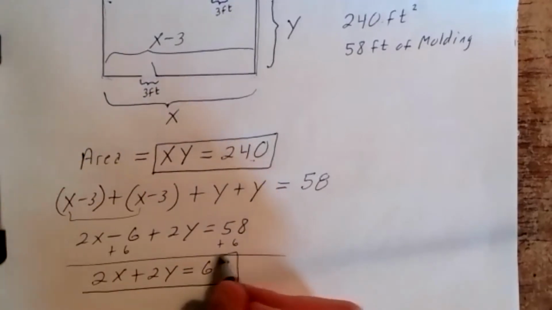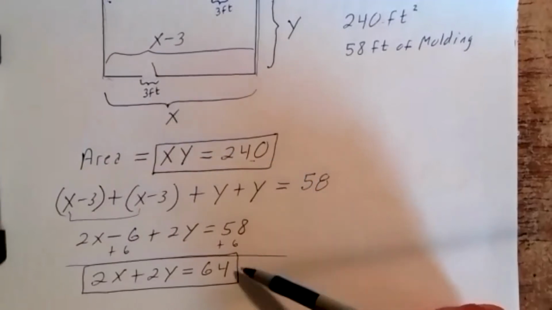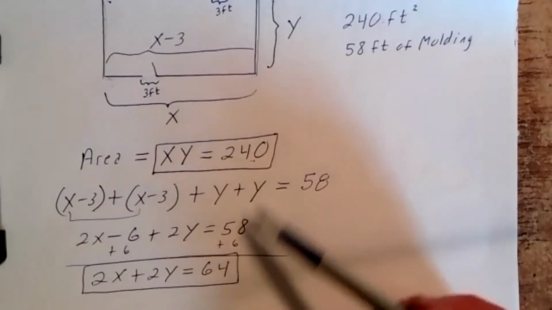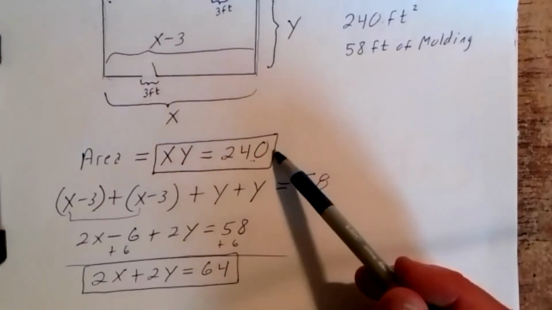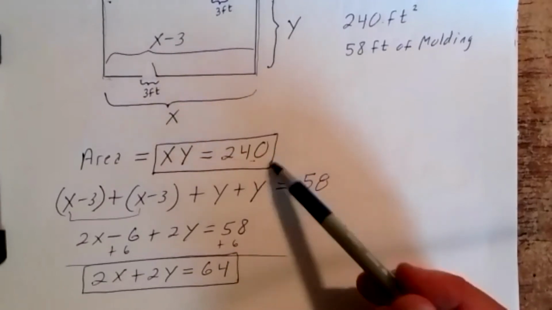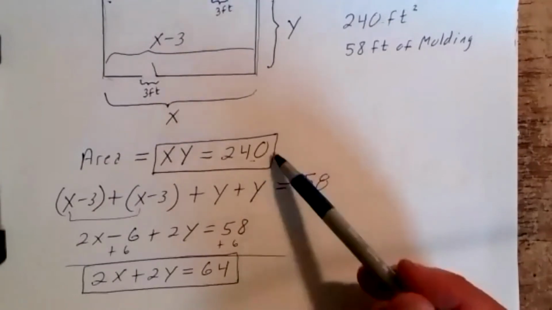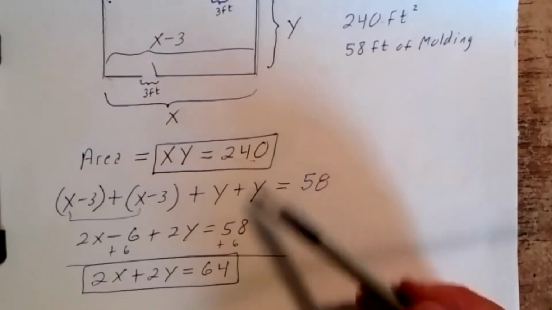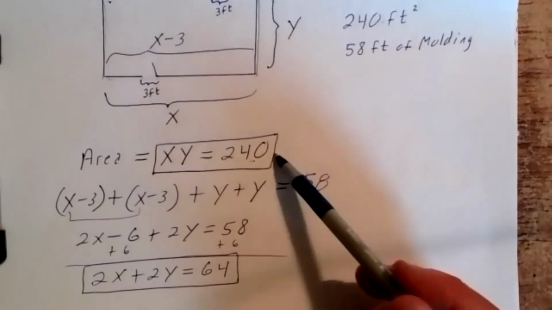So now, ladies and gentlemen, we have a system of two equations and two unknowns. How would I solve this system? Would you use the elimination method or the substitution method? What do you think? This sure doesn't look conducive for the addition or elimination method. Do you agree? No, it's not built for that. We should use the what method?